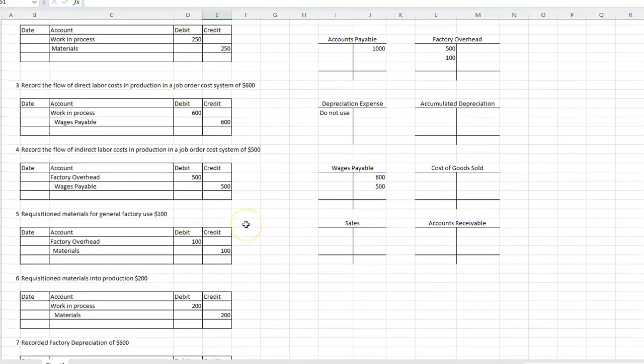So factory overhead went up by 600. And accumulated depreciation went up by 600. Remember, accumulated depreciation is just a contra asset account. So it goes up with the credit.